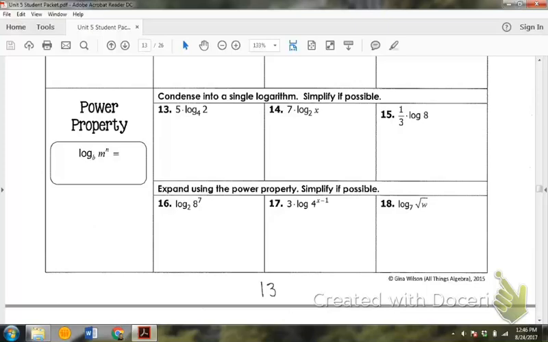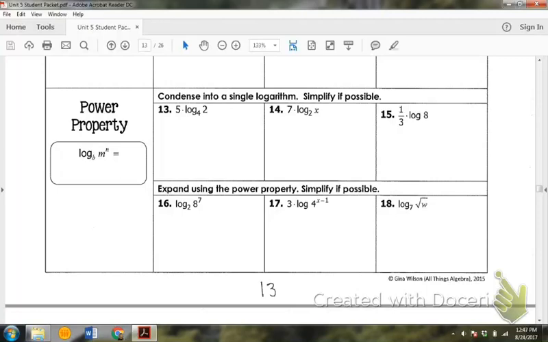Okay, so this is a continuation of lesson 5.4. We are on page 13 of our notes. Yesterday, or in the first part of the lesson, we talked about the product property, and then we talked about the quotient property, right? So multiplication turns into what? Addition. Division turns into subtraction, okay?